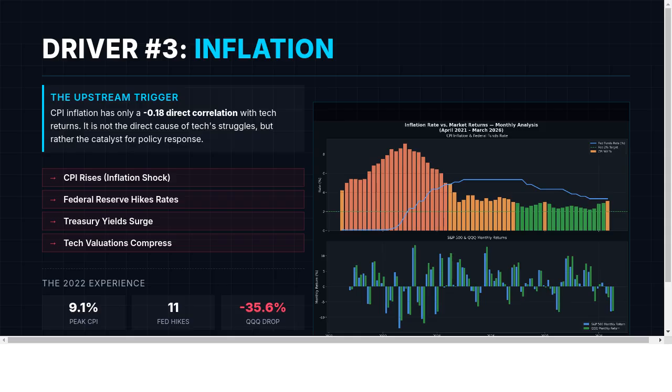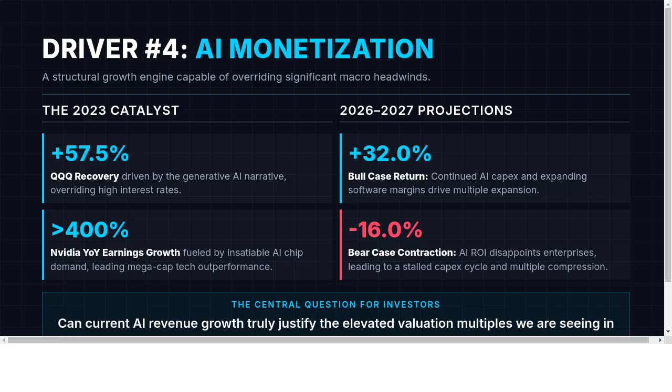Now, let's shift our focus to a more structural driver that can, at times, override these macro headwinds: AI monetization. The generative AI boom has proven to be a powerful structural growth engine, demonstrating that fundamental earnings catalysts can indeed override significant macro headwinds.